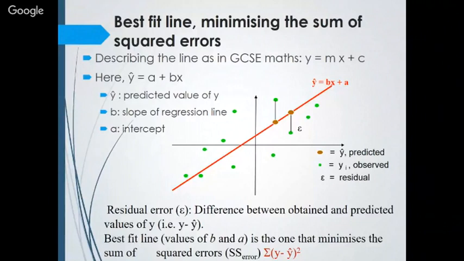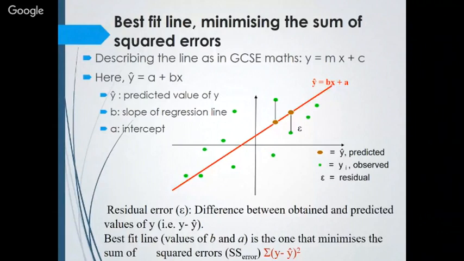Here we are fitting y cap equals a plus bx. Y cap is the predicted value of y, b is the slope of the regression line, and a is the intercept. You can call it the constant also. Intercept means the point on the y axis where the line intercepts it.